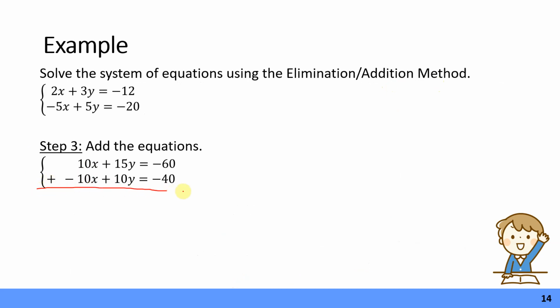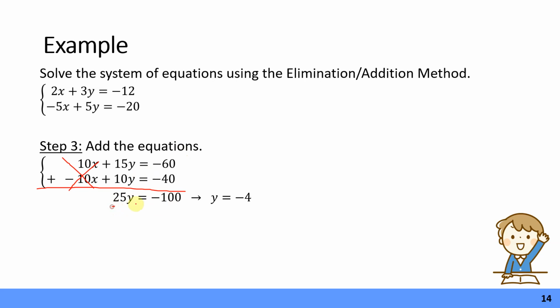Okay, so we're going to go ahead and add these 2 equations. You're going to see why they had to be different. Now, if you notice, because they're different, they eliminate when I add them. And I'm just left with this here. So 15 plus 10 gives me 25y. -60 plus -40 gives me -100. So again, the whole point of the elimination method is that I'm just left with one variable now. So I'm left with 25y equals -100.